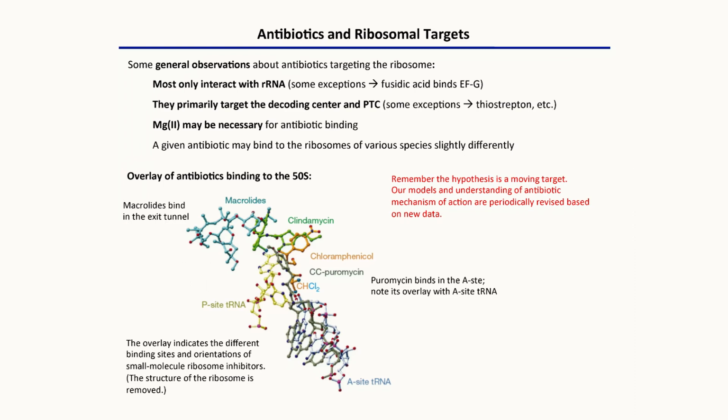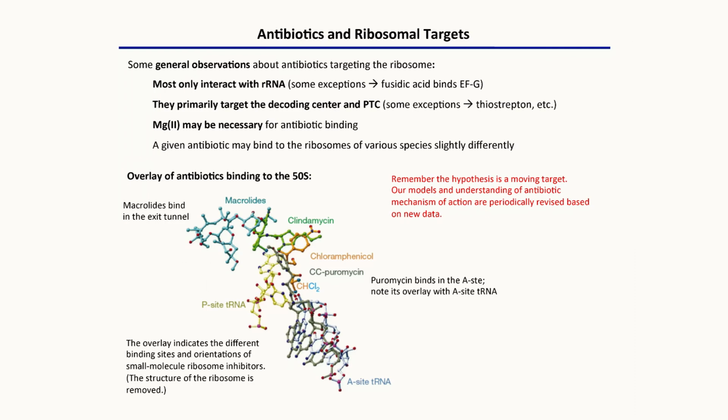So here we're just looking at an overview of various antibiotics bound to the 50S. This is taken from multiple different structures, and the ribosome itself has been removed. But imagine that the A site tRNA is around here, and the P site tRNA. What do we see? We have antibiotics called puromycins down by the A site. Here we have chloramphenicol bound. Here we have the macrolides.